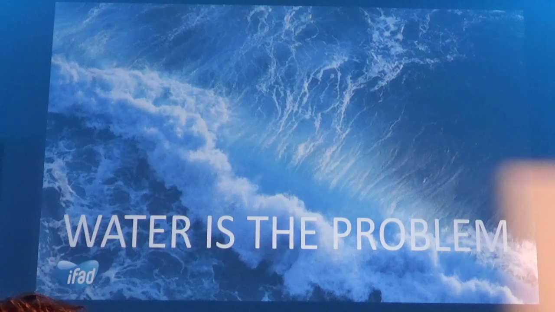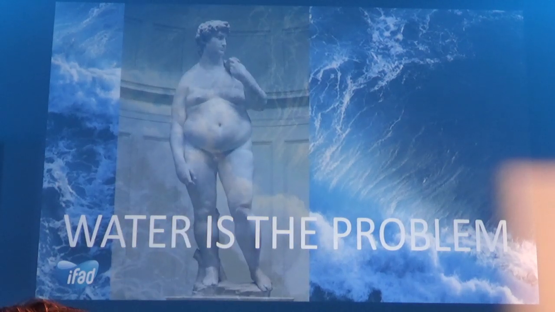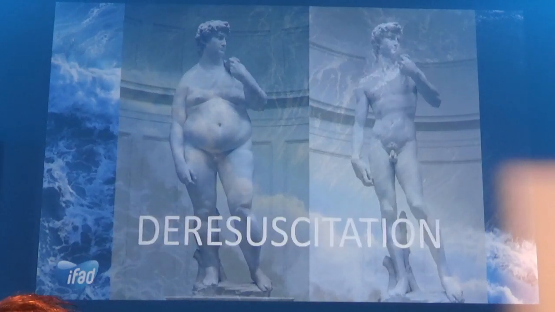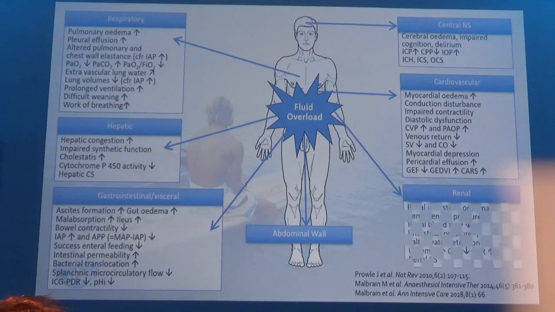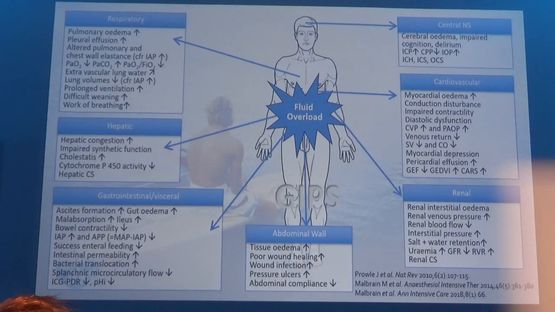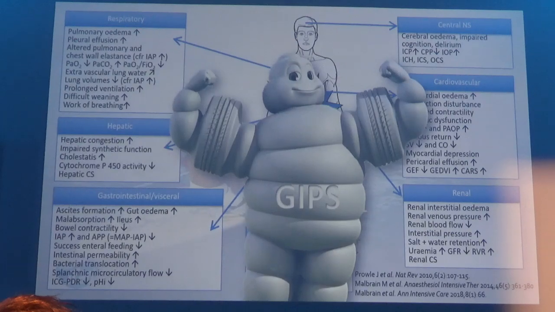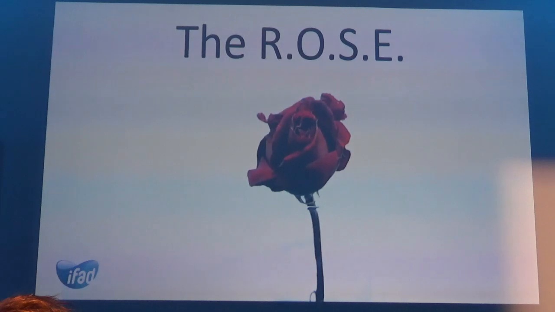If water is the problem and fluid overload, then maybe fluid removal or de-resuscitation may be a solution. Why is that? Because fluid overload has a tremendous impact on end organ function all over, and I would call this a global increased permeability syndrome. Which brings me to the 4 phases and the ROSE concept.